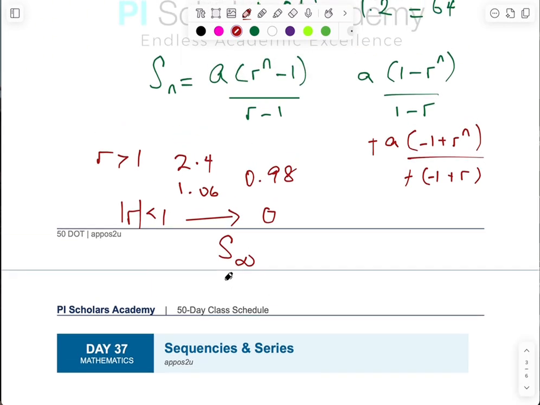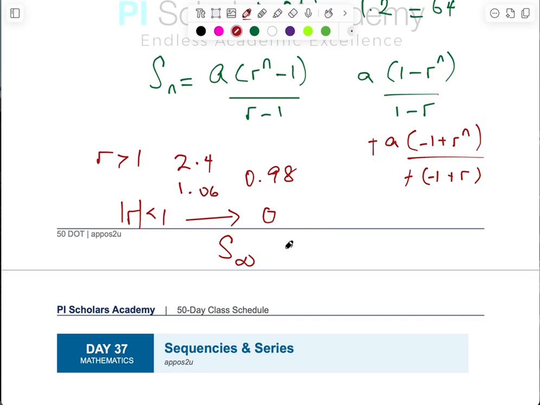So if you want to find the sum to infinity of a geometric series, the first question you ask yourself is, my common ratio, is it greater than 1 or is it less than 1? If it is greater than 1, then it will not converge. So the value of that series will be infinity. But if it is less than 1, then it will converge. So let's look at it here.